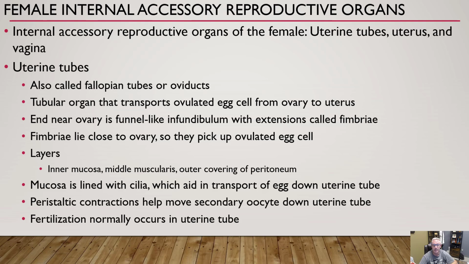It has a bunch of cilia in it. Remember, cilia are for transport of the egg down the uterine tube into the uterus. But one key function is that it also has a peristaltic movement, so that it will help the movement of the egg in addition to the cilia.